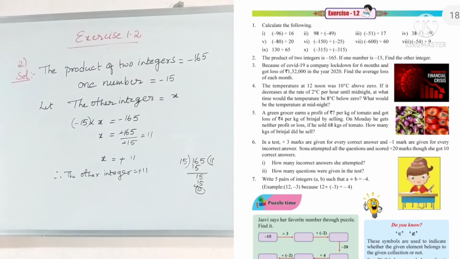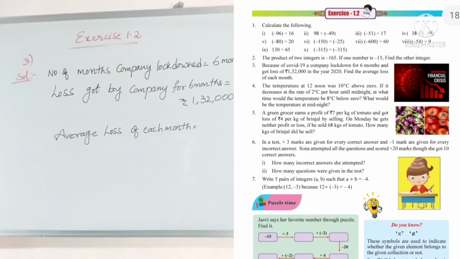Now we will see our third problem. Here the problem is, because of COVID-19, a company locked down for 6 months and got a loss of rupees 1,32,000 in the year 2020. Find the average loss of each month.